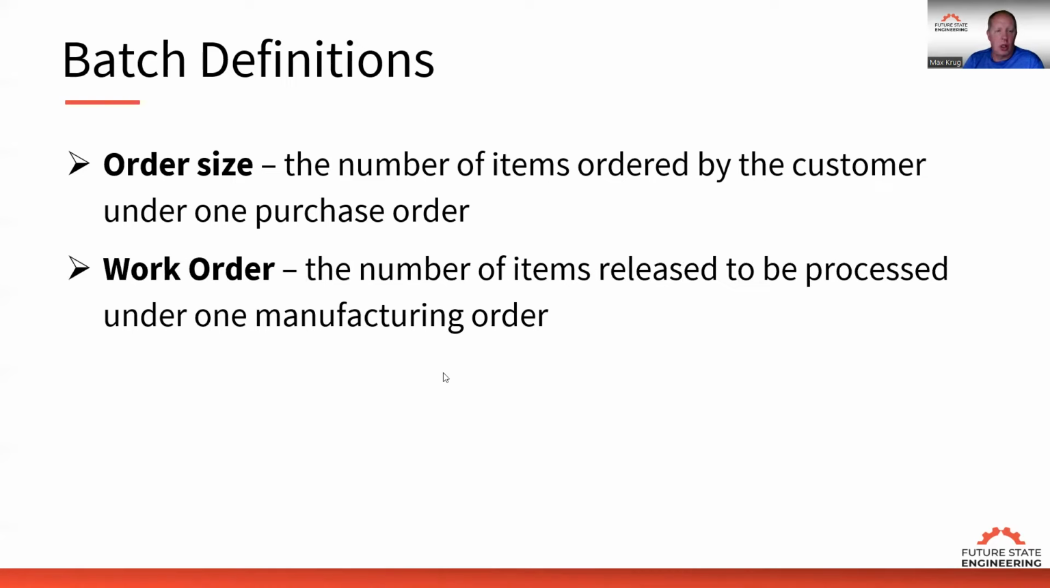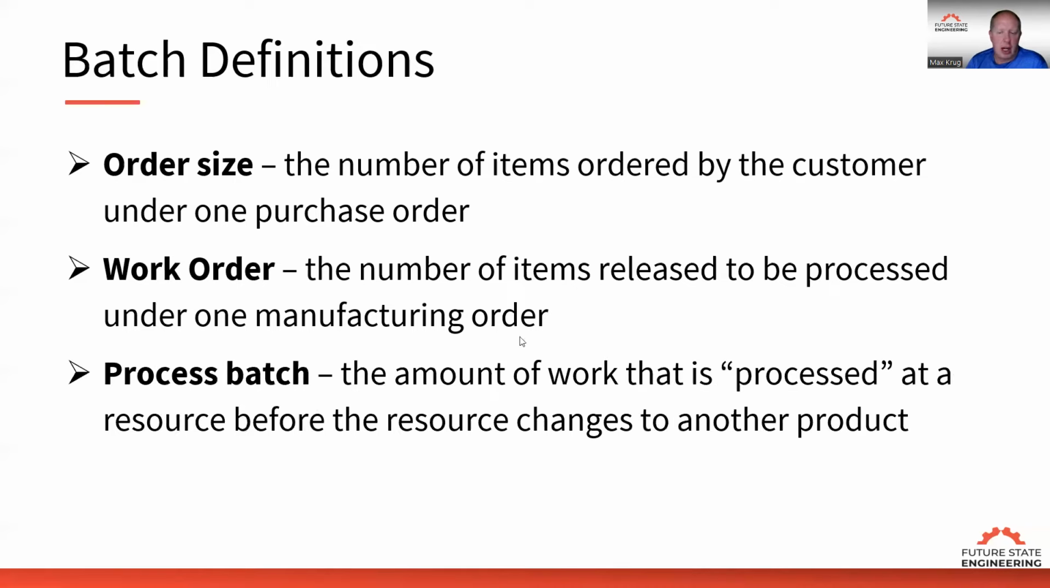Now, once we get that order, we can create a work order. A work order is the items released to be processed under one manufacturing order. In some cases, keep in mind that multiple customer orders could be grouped together to create one work order, or it could be one line item creating one work order, depending on how it works in your organization. Next is the process batch. That's the amount of work that's going to be processed at a resource before the resource changes to another product. Keep in mind, multiple work orders could be grouped into a process batch.